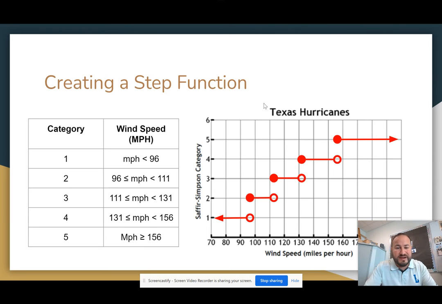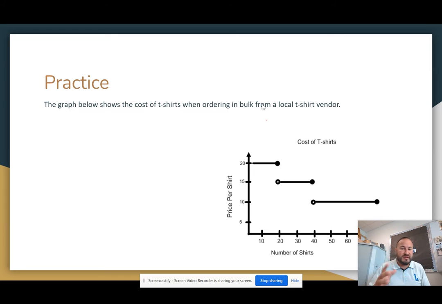Let's practice this out right now. I've got 3 practice problems, and you're going to answer this here in the Ed puzzle. I have a graph that shows the cost of T-shirts when ordering in bulk. This is kind of a real similar situation like when I order your senior shirts. I got a discount. The more that I order, the cheaper it gets for each shirt. So here's question number 1. How much is the price per shirt when you order 25 shirts?